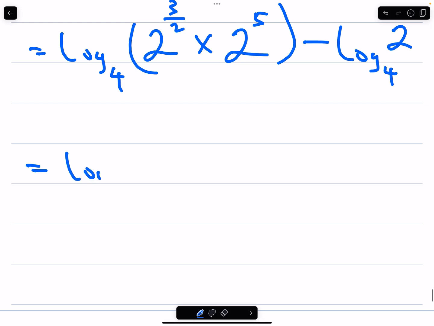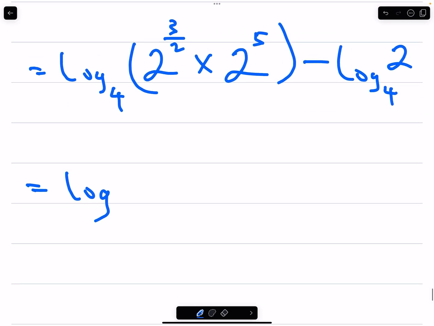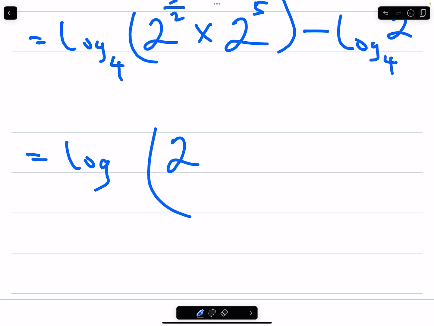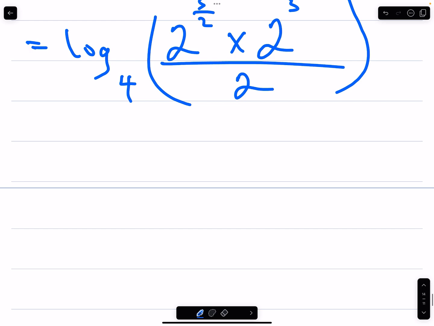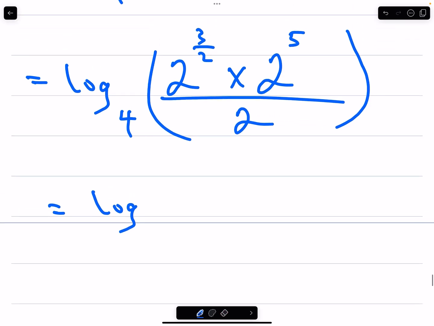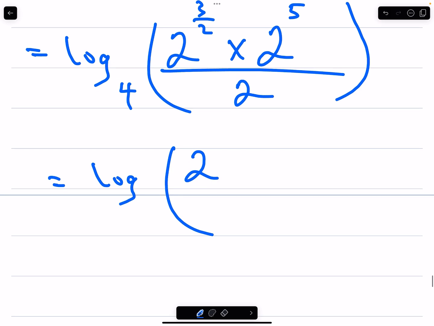And that's the same as log. Now we're using the law that says log p base b minus log q base b is equal to log p over q base b. So this would be the same as log 2 raised to the power 3 over 2 times 2 raised to the power 5 divided by 2 base 4, which simply means log 2 raised to the power 3 over 2 times 2 raised to the power 5 will be 2 raised to the power 3 over 2 plus 5, divided by 2.